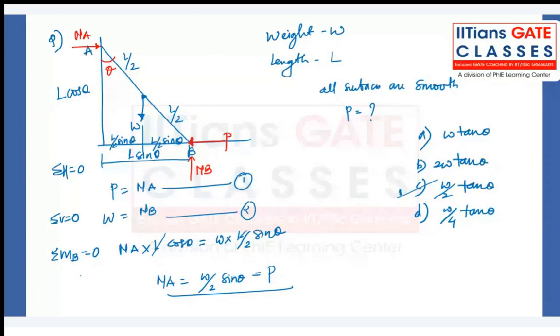Sorry, this is N is equal to W by 2 tan. Yes, the option is in tan, right? Because cos theta will go to the right hand side, and sin theta by cos theta is tan theta. N is equal to W by 2 tan theta. Is it clear now, Sonali?